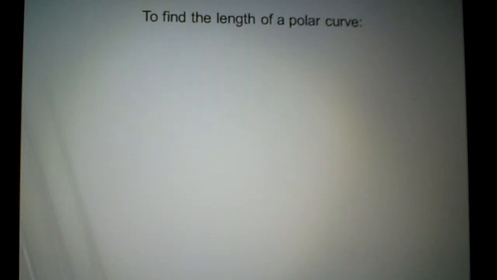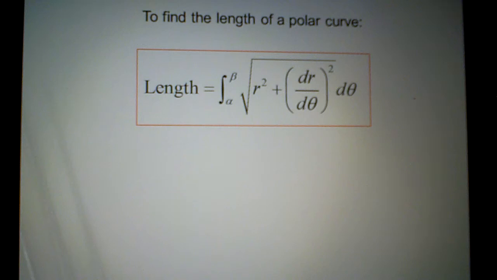Next, find the length of a polar curve. To find the length of a polar curve, I bet you're going to be shocked at that formula. It is an integral of the square root of r squared. Remember when we were in rectangular form, that was just 1 plus dy dx squared. When we were in parametric, it was dx dt squared plus dy dt squared. And here we are in polars, and it is the radius squared plus dr d theta squared.